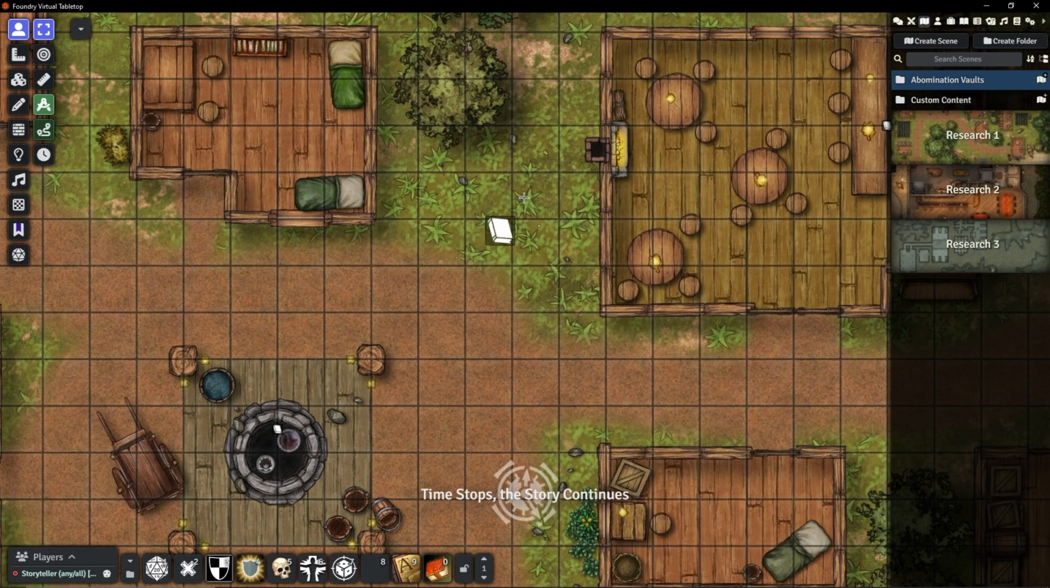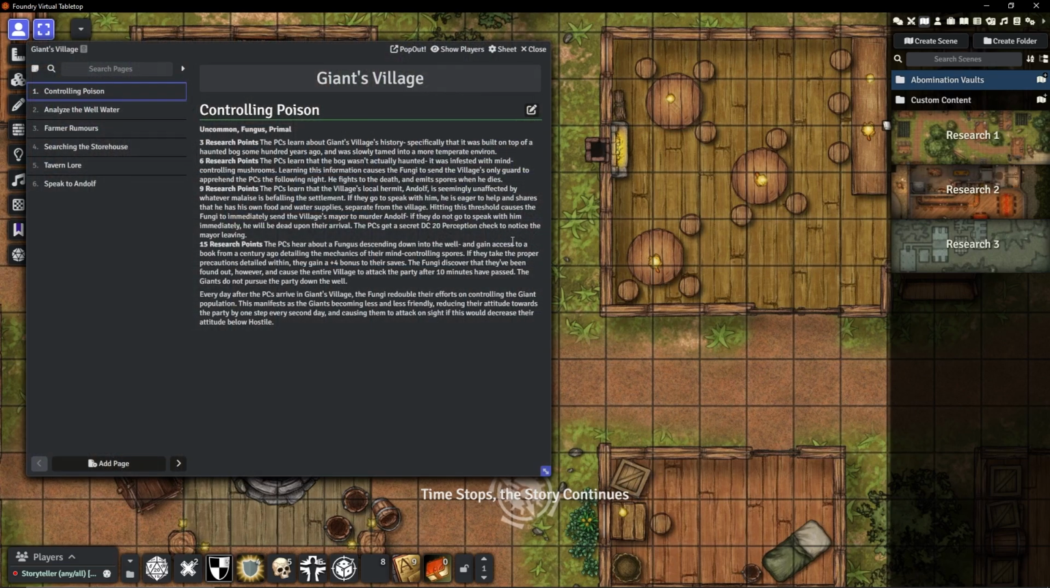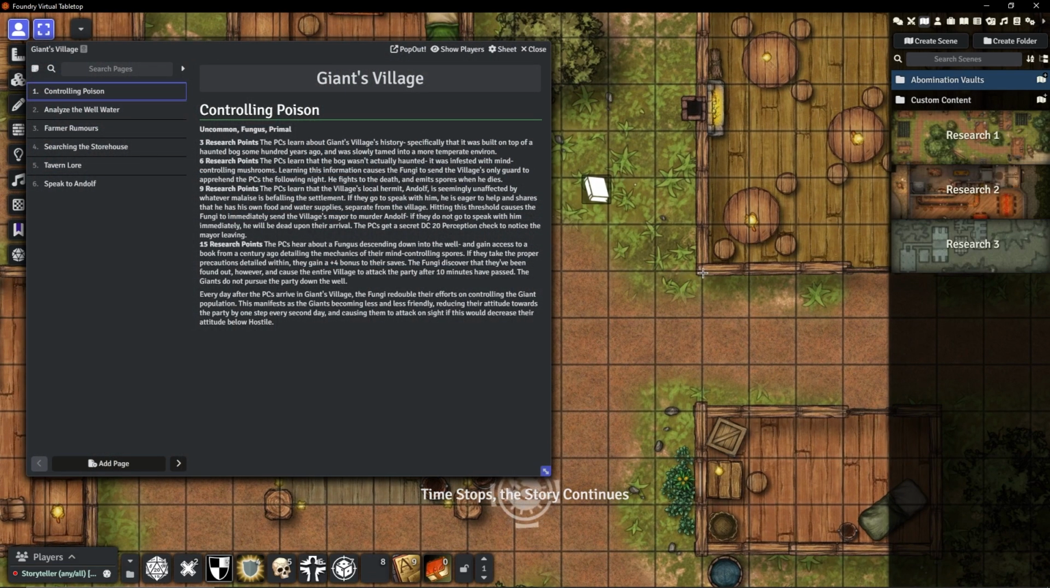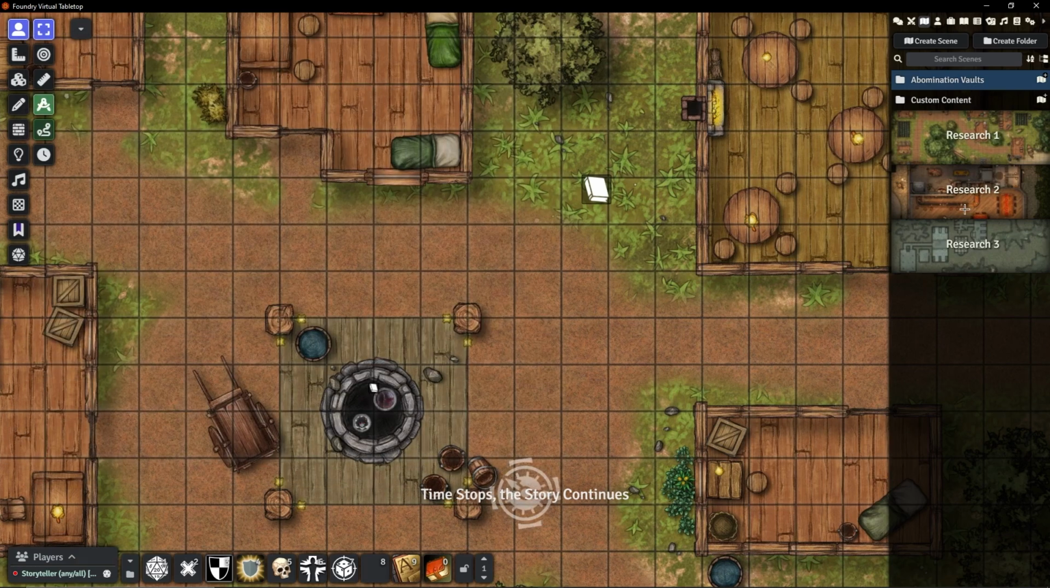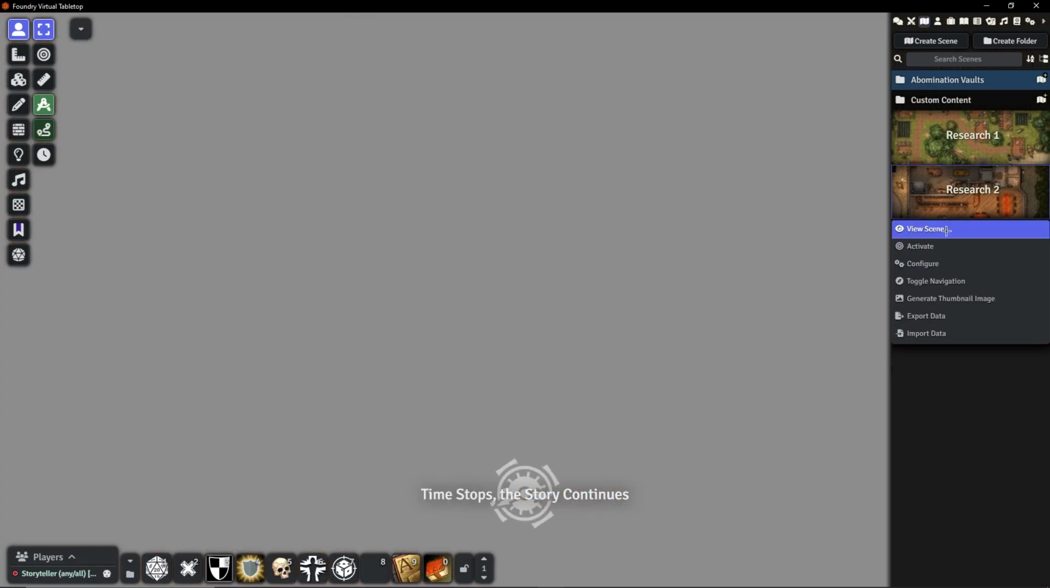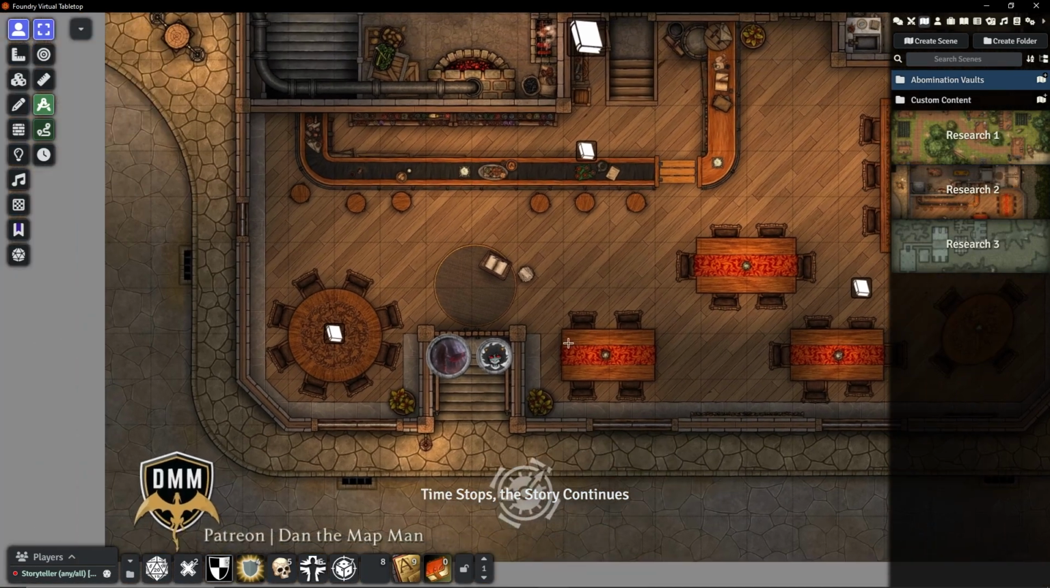This was a demonstration of mostly social encounters, trying to find something out in a specific location, and the information the party gains directly leading to changes within that location. Moving on to our second scene here.